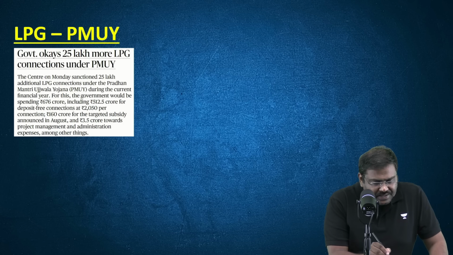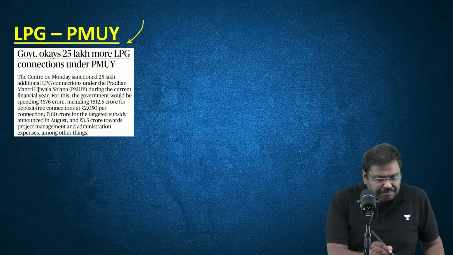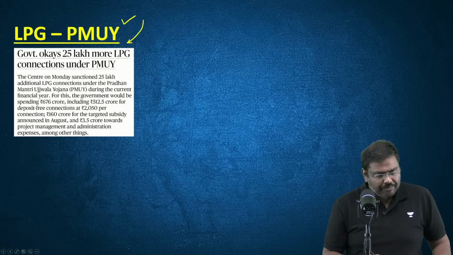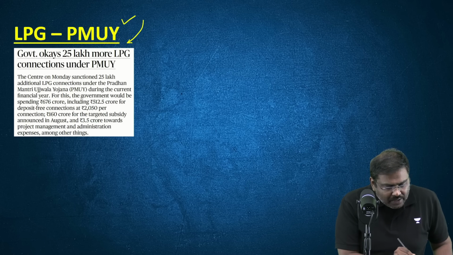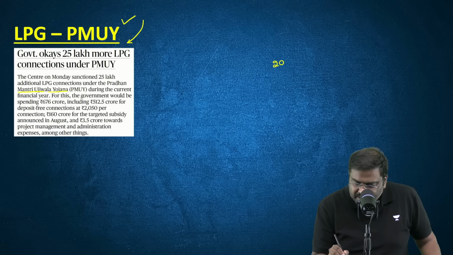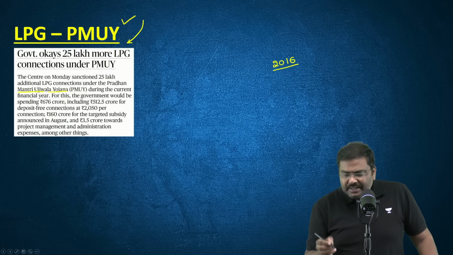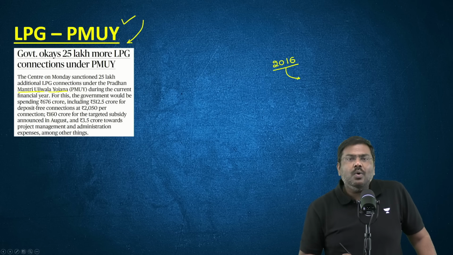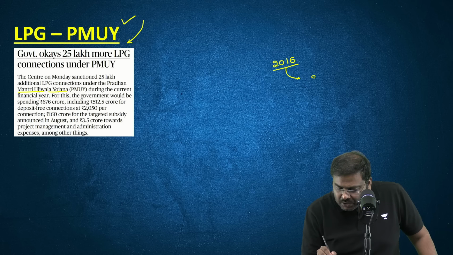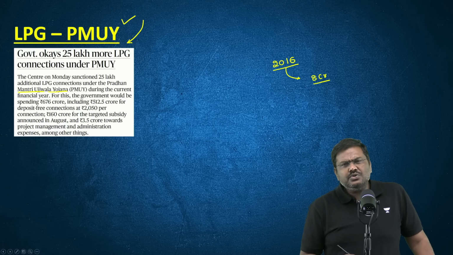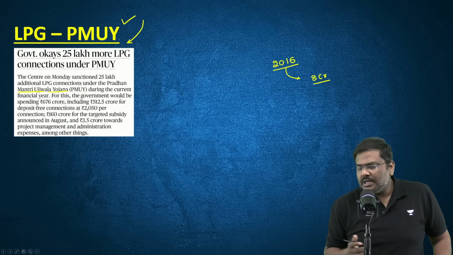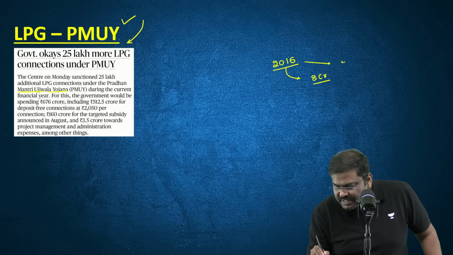Now, let me go to the next article. LPG, Pradhan Mantri Ujjwala Yojana. The Pradhan Mantri Ujjwala Yojana, first and foremost, please understand, was launched in 2016. And initially, the target under the PMUY was to cover 8 crore beneficiaries. And this particular target was achieved by the government by 2019.